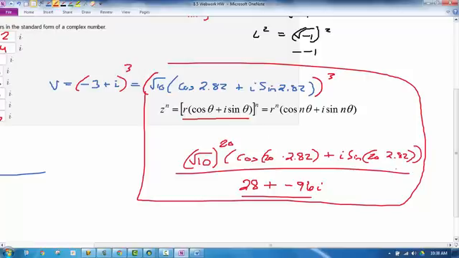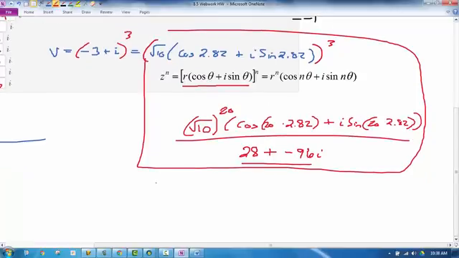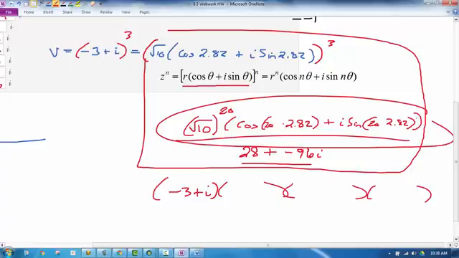So it's a lot easier than taking the complex number, which is negative 3 plus i, and multiplying it out 20 times. You're going to find this is a lot easier, actually. It seems like a lot of work at first, but it's actually a lot less than multiplying it all out.